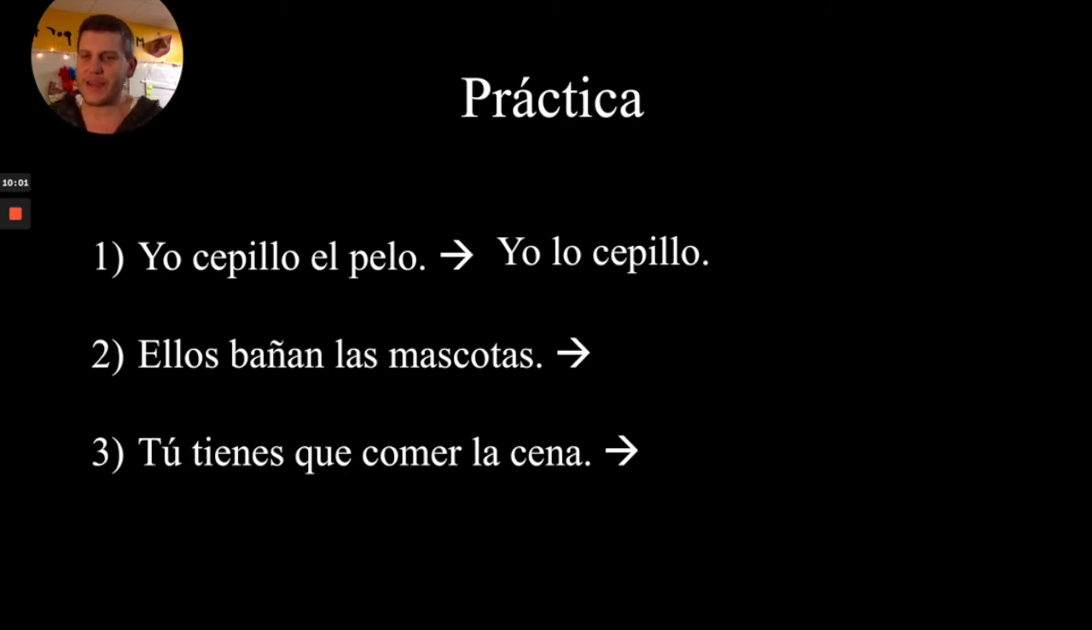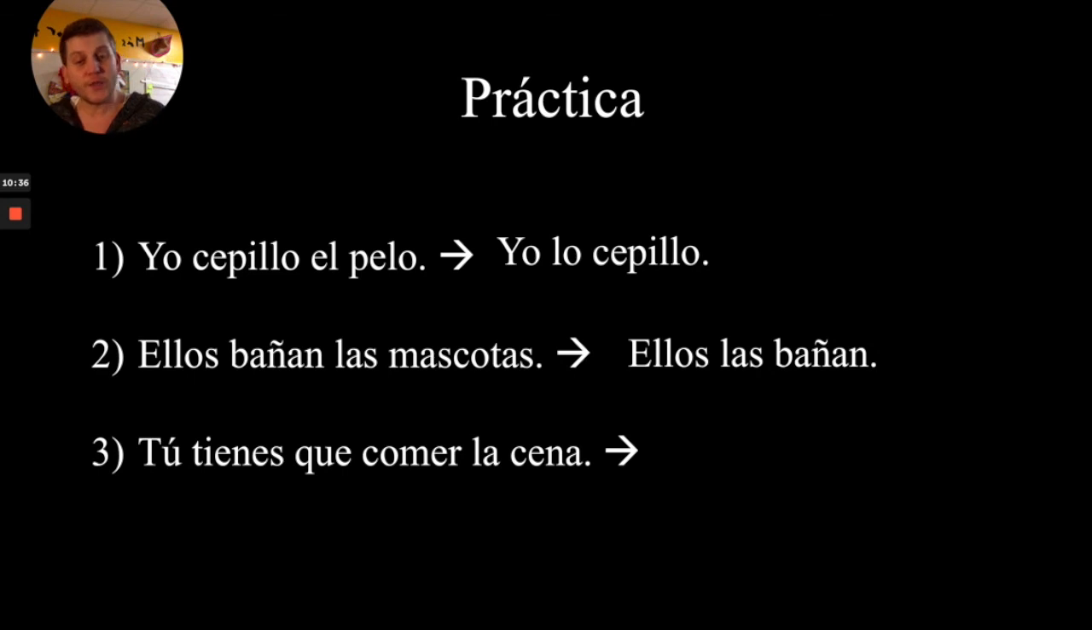Number 2, ellos bañan las mascotas. They bathe the pets. We're going to get rid of the direct object, las mascotas, and replace it with what word for them? They bathe them? Hopefully you're saying las. That's what should be written in your notes in the third plural, and it's feminine. So where are we going to put that? Well, I see that bañan is conjugated, so I'm going to put it out front. Ellos las bañan. They, them bathe, if we were to translate it directly.